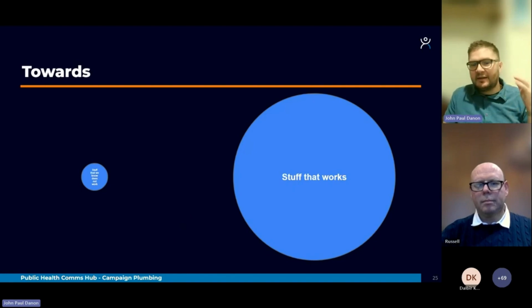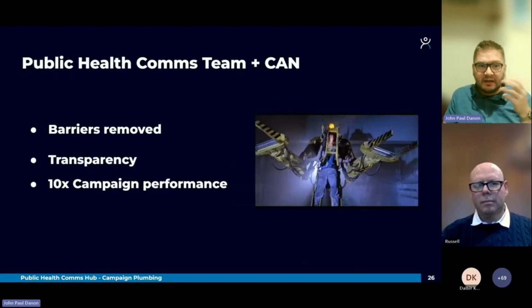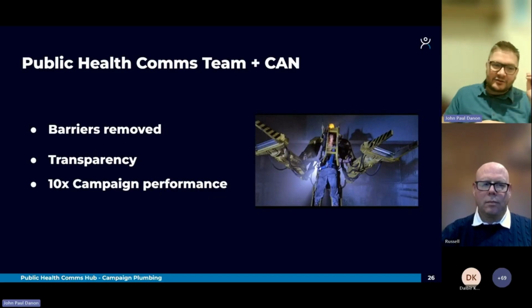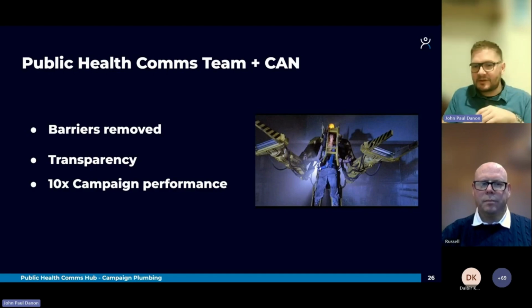And what does that mean? That means more outcomes for your budget. That means more proof of impact. That means more return on investment, which means communications becomes more investable. So thinking about that ad tech, that plumbing side of things, when you and us work together, we help remove all of those barriers. You can then see what's going on, and a conservative estimate of campaign performance, we can times it by 10.